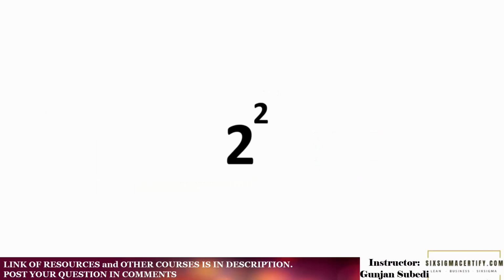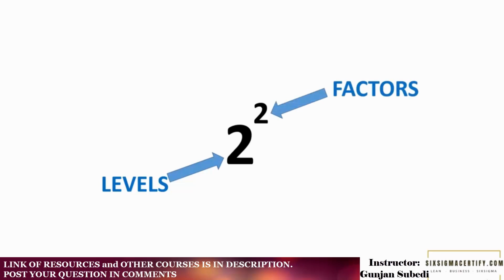For simplicity, design of experiments are analyzed in this way: 2 to the power 2. Here, the lower number stands for the levels and the upper power number stands for the factors. So, if we have 2 factors running at 2 levels, we write it as 2 to the power 2.